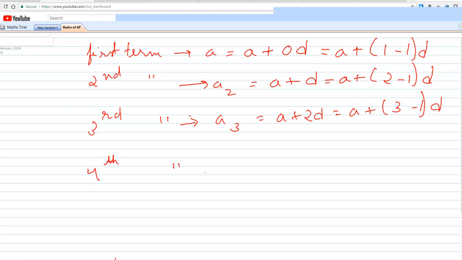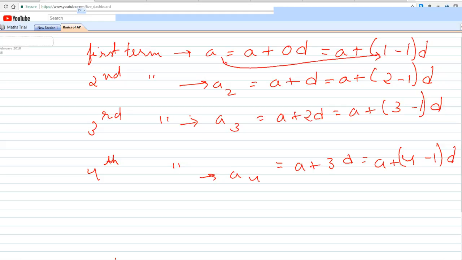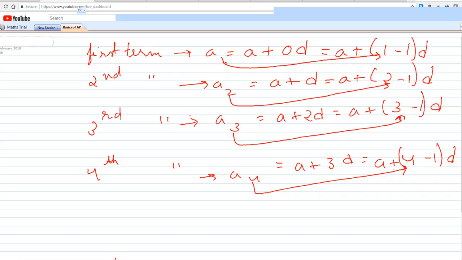The fourth term is going to be A4 is equal to A plus 3D, which is equal to A plus 4 minus 1 into D. Now let's observe something here. I have A as my first term, A1 basically, and I can represent it as A plus 1 minus 1 into D. Similarly, A2 could be represented as A plus 2 minus 1 into D. A3 could be represented as A plus 3 minus 1 into D. A4, we were able to represent as A plus 4 minus 1 into D.